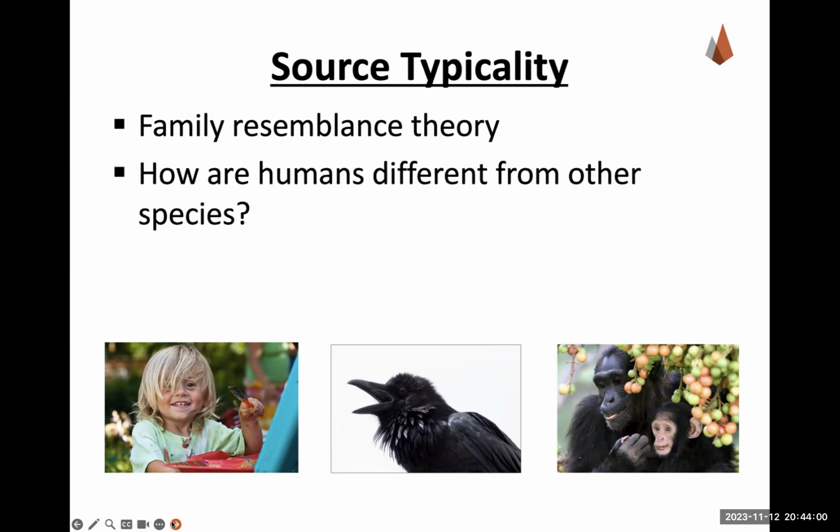Let's think about how humans are different from other species. We talked about before, one of our defining features, our language, being able to vocalize by using our larynx to communicate. What else? Maybe our stature, the number of fingers and toes, maybe. Size of our brains.